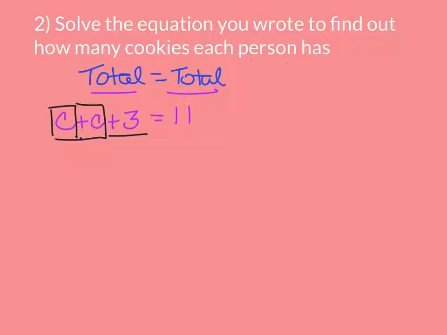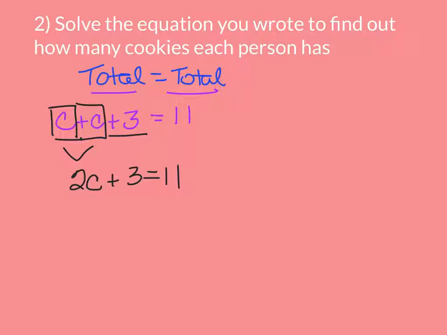Well, not that they don't belong in the box. So I've got C plus C, that's 2C. If I've got chair plus chair, I have 2 chairs. If I have cookie plus cookie, I've got 2 cookies. Remember, C is an unknown, so whatever C is, that's what we're multiplying by 2. Plus 3, I don't have to do anything with that, equals 11.